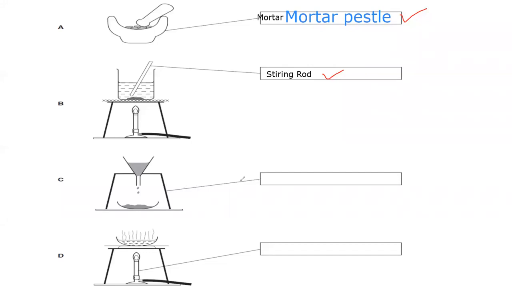What is this apparatus? So this is a simple stand. And what about the last one? What is this apparatus called? It's a Bunsen burner, that's right. So that's a Bunsen burner.